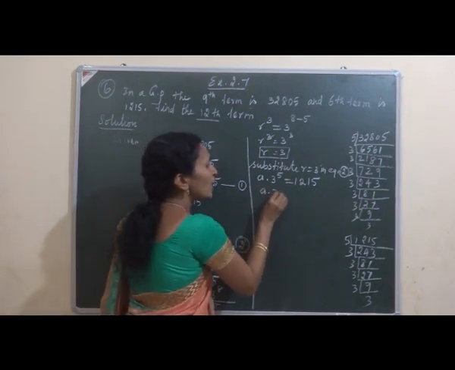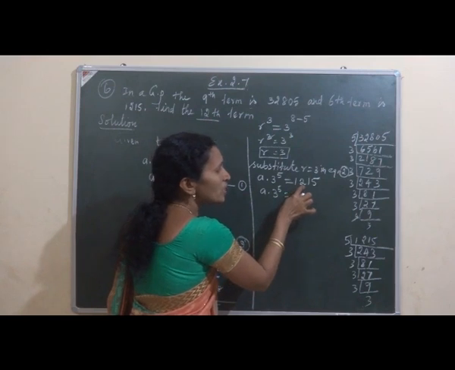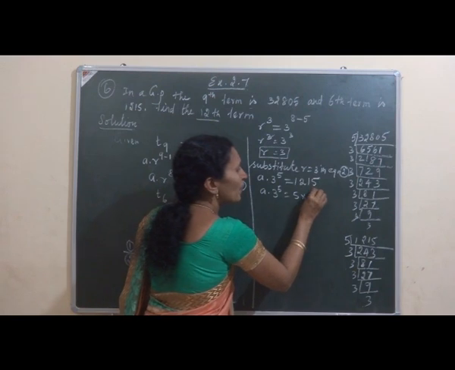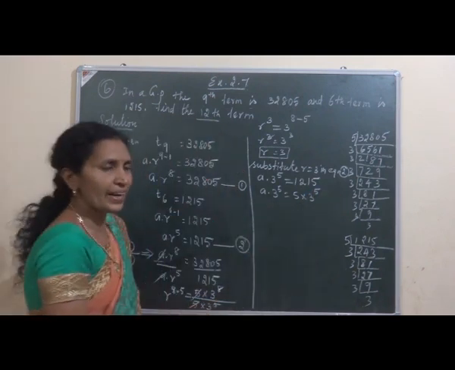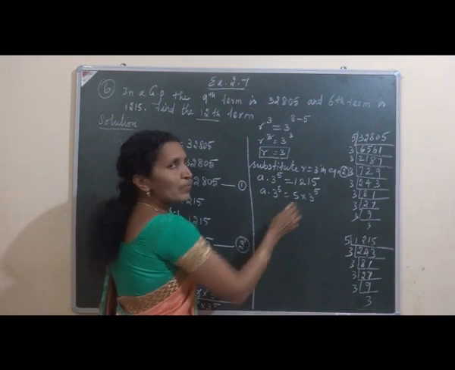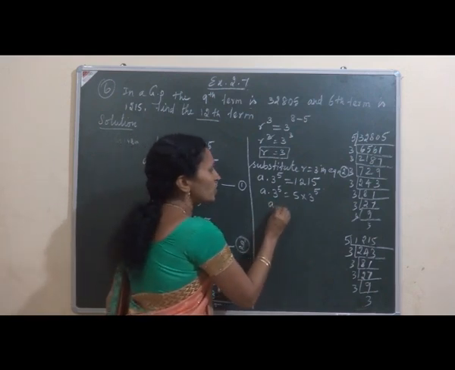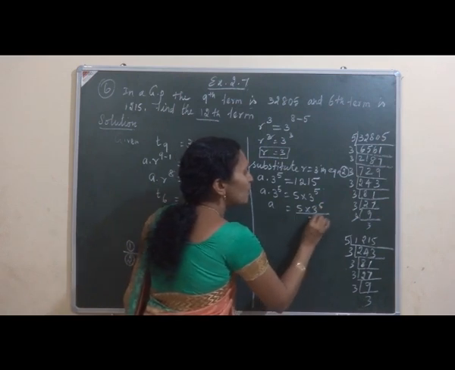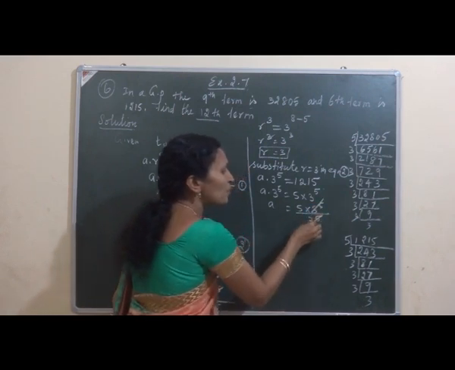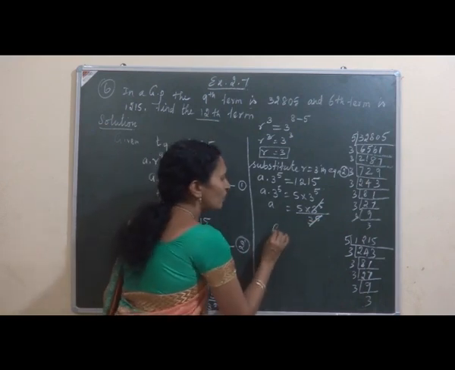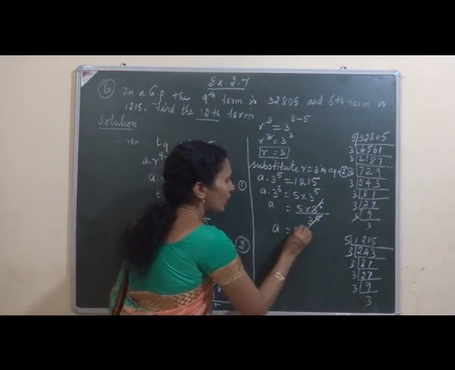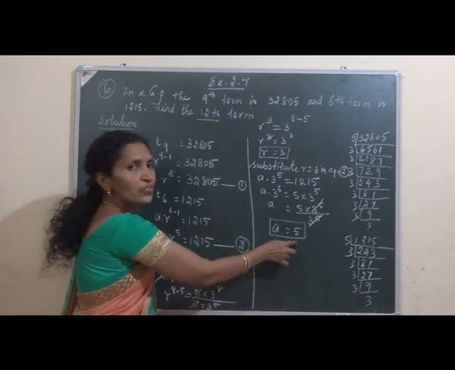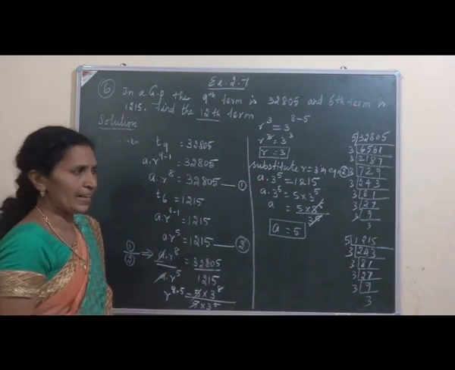A into 3 power 5 equals 1215. How you will write? 5 into 3 power 5. Can write or not? Can write, right? So 5 into 3 power 5. So A equals 5 into 3 power 5 divided by 3 power 5. This 3 power 5 can cancel. So your value A equals 5. Do you understand? Now we got the value A equals 5 and R equals 3.